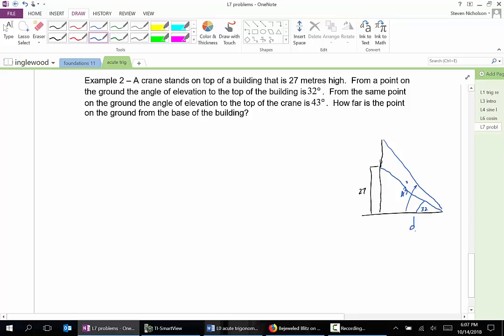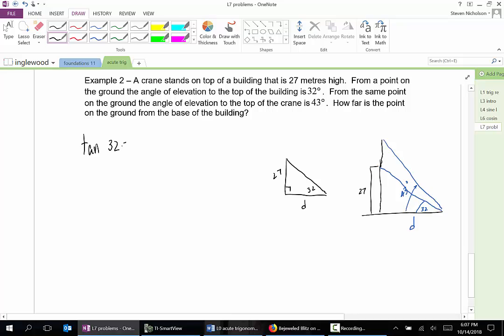So in drawing the picture, you have to be careful to realize what you need and what you don't need. And what you don't need is the information about the crane. Really, all we need from this picture is this piece of information right here. That's 32. That's the distance I want to know. And that's 27 right there. And if you look at that, you have a right triangle, you have the opposite, you have the angle, and you want the adjacent side. And what that tells us is we want the tangent ratio.